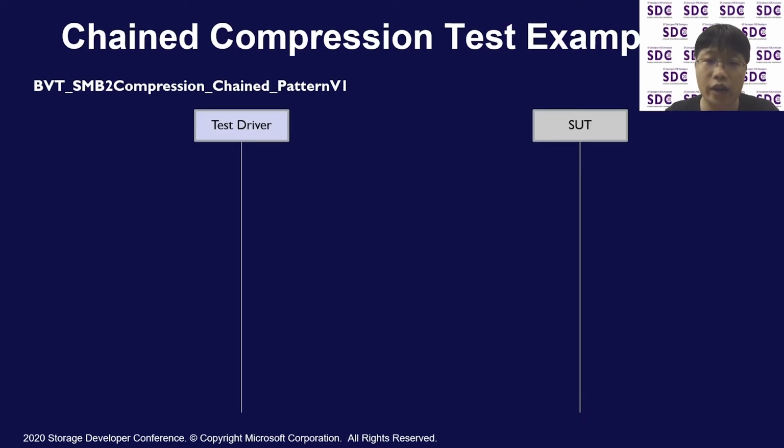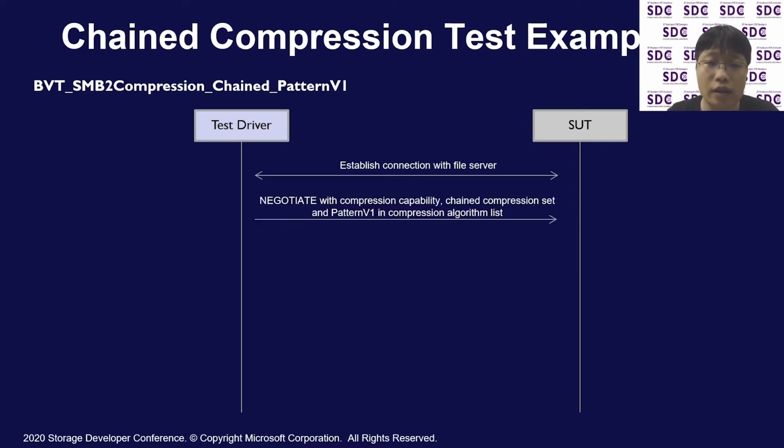Now let's look at the test environment. At the left side is the test driver you installed with FileServer test suites. At the right side is your own FileServer to test. First, test driver will establish SMB2 connection with the server. Then it will exchange negotiate messages with chain compression enabled and pattern v1 added to the compression algorithm list.